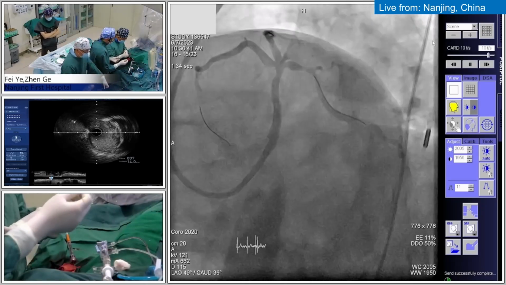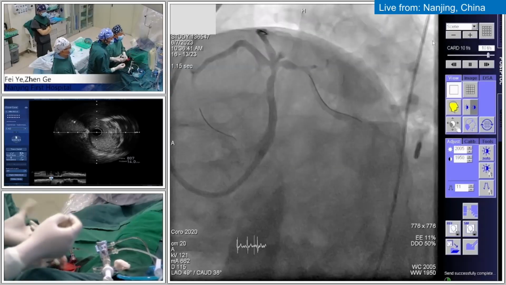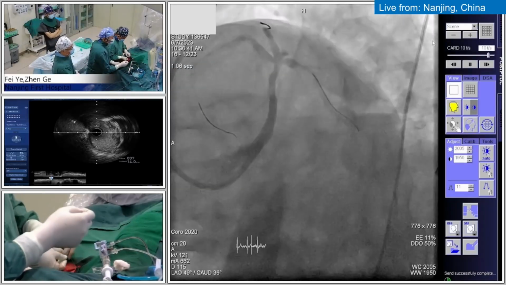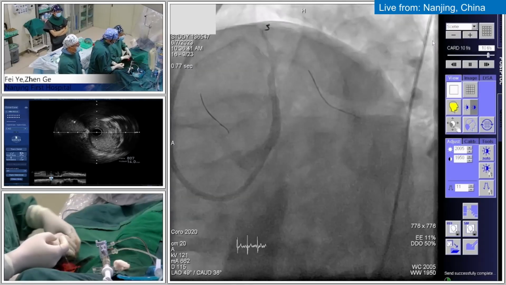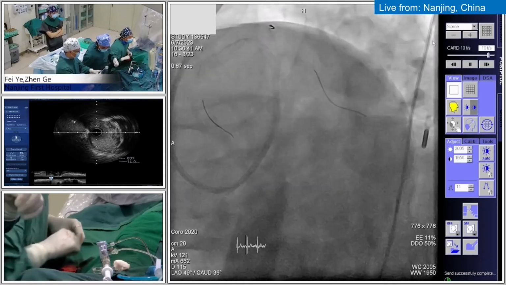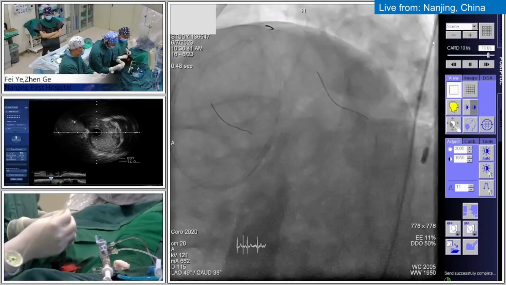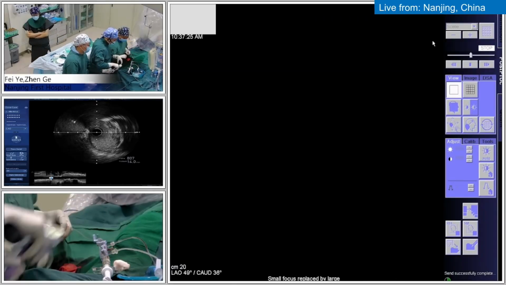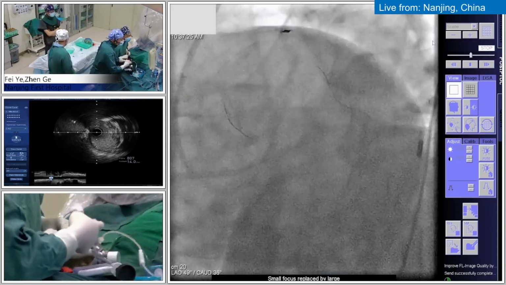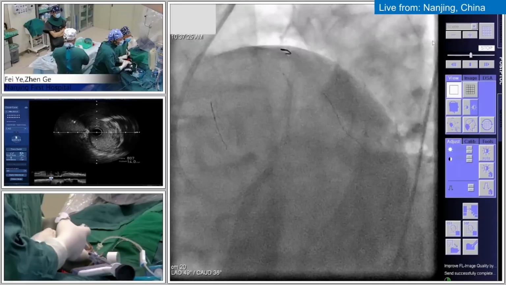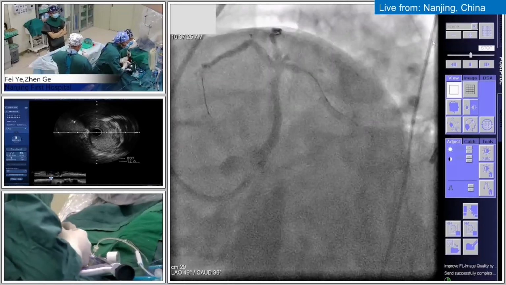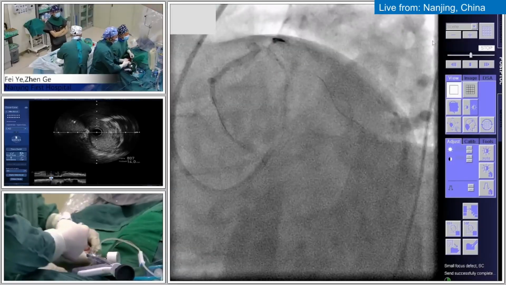We also can see there is low influence of the ostium circumflex and ostium ramus after predilation, after lesion preparation with a 3.5 NC balloon. And after stenting, we also can predict the optimal result. We think the carina shift or plaque shift was not very severe there. For the overlap.